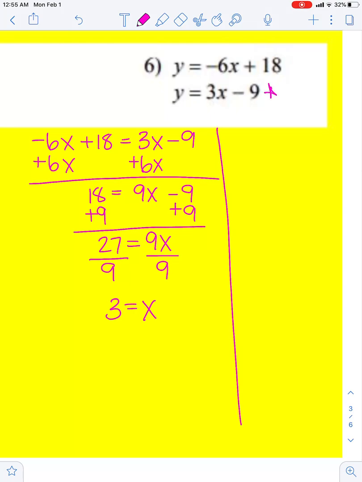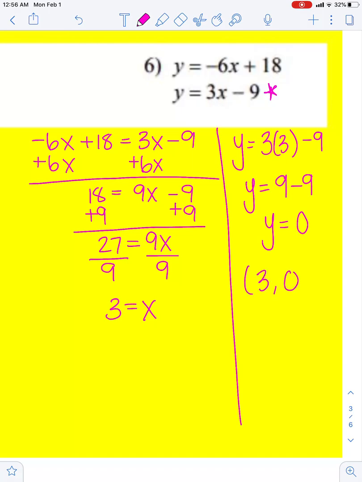So here, I'm going to use this equation. So I will say y is equal to 3x, which in this case is 3, minus 9. So I get y is equal to 3 times 3 minus 9, which is 9 minus 9. So y is equal to 0. So this is the point 3, 0.